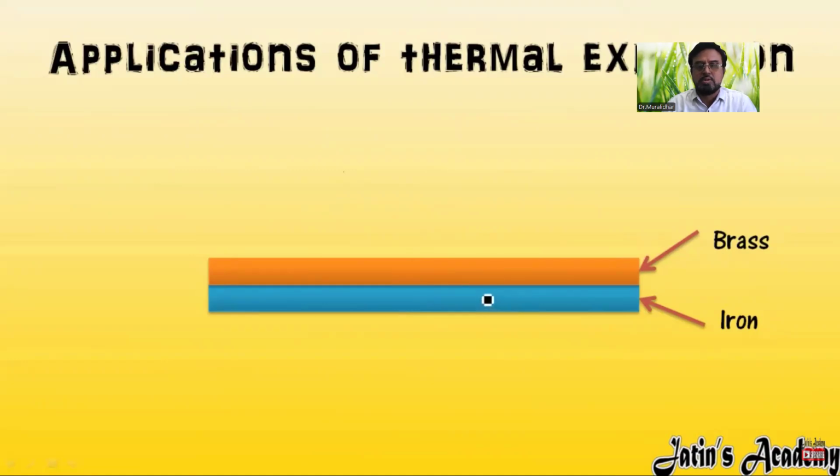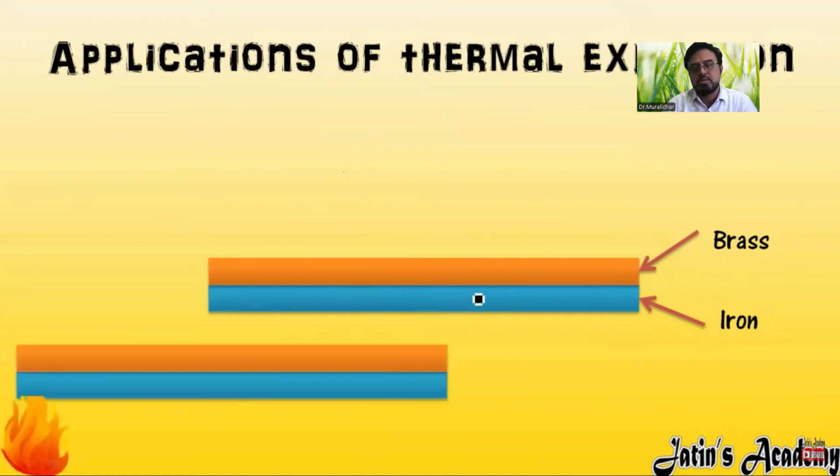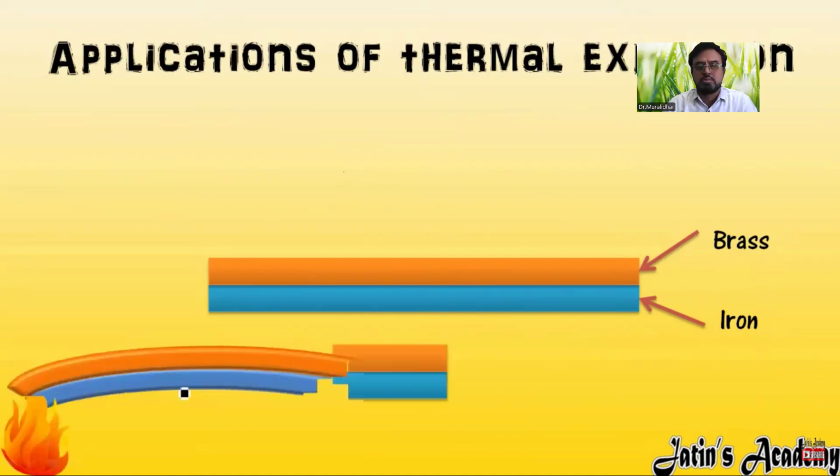For example, I am using an electric iron for a long time. Whenever I use the electric iron, it will obviously heat up very much. But when I use it for a long time, the bimetallic strip also heats up very much, and due to this heated bimetallic strip, the brass expands more as compared to iron. There is thermal expansion in brass as well as in iron, but brass expands more as compared to iron.